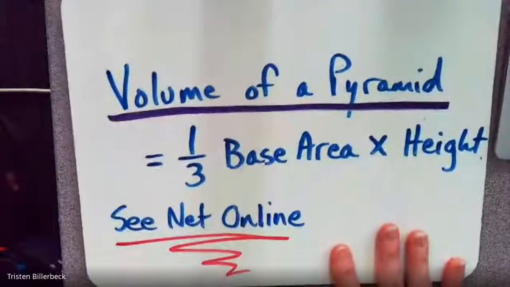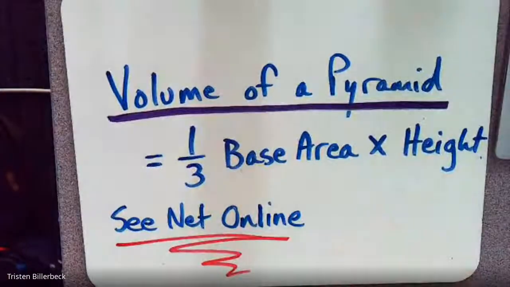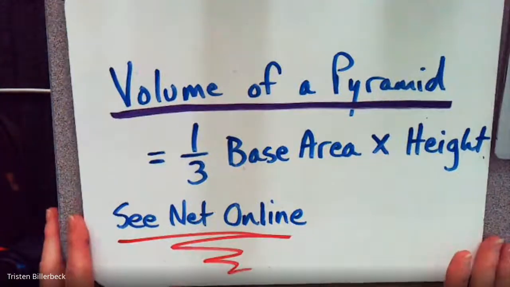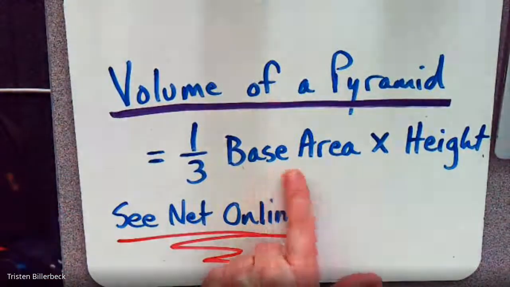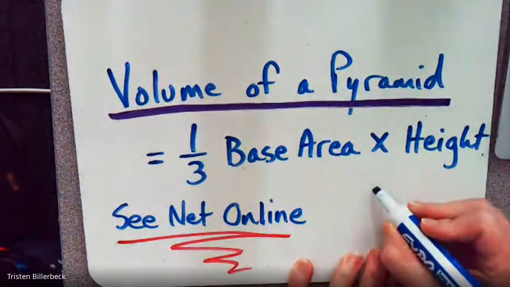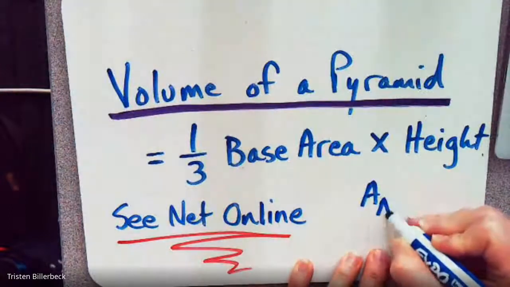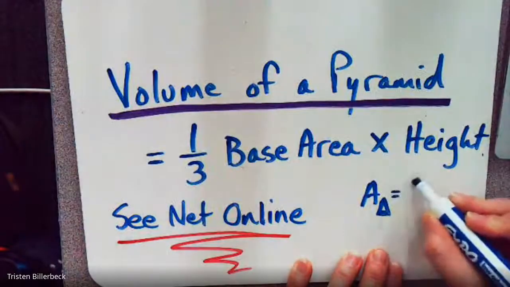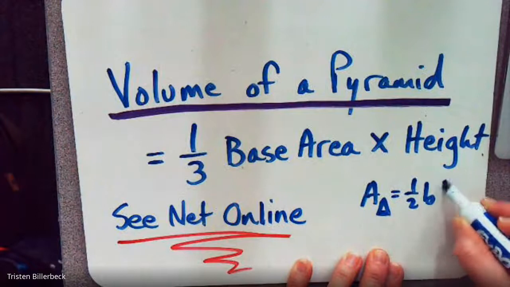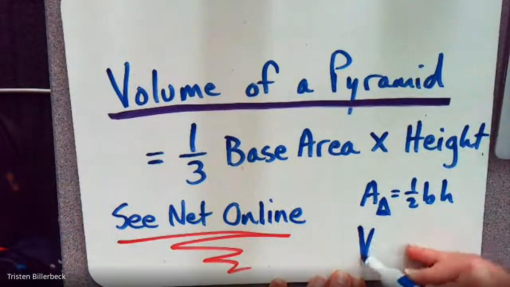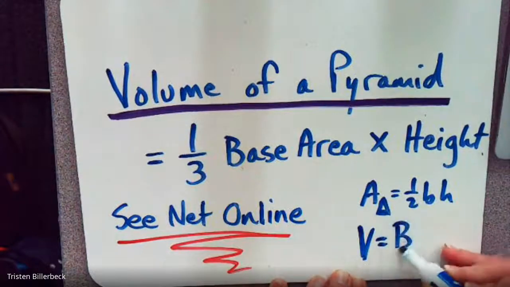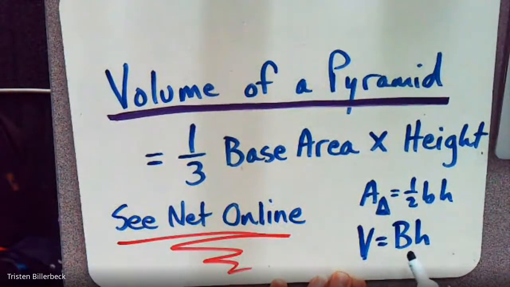Okay, so the volume of a pyramid is 1/3 base area times height. Now, don't get this confused with little b. The area of a triangle is 1/2 little b times height. When we're talking volume, it's big B times height. So base area times height.